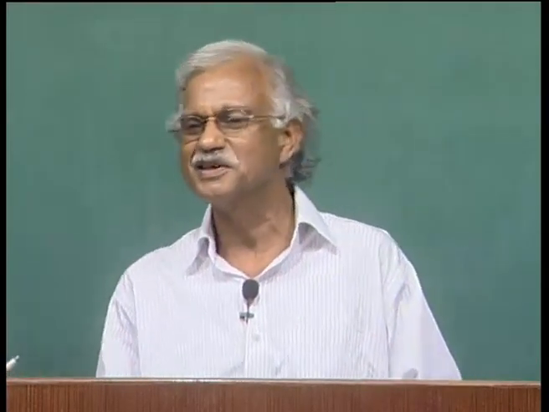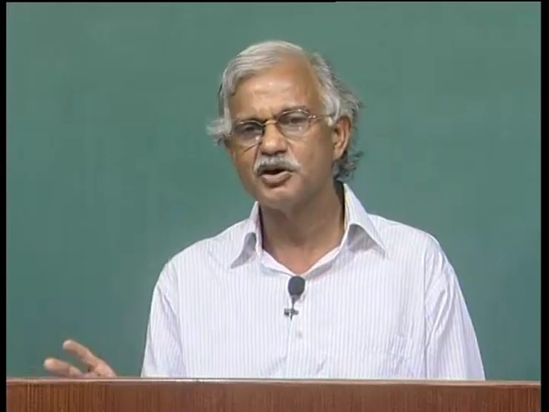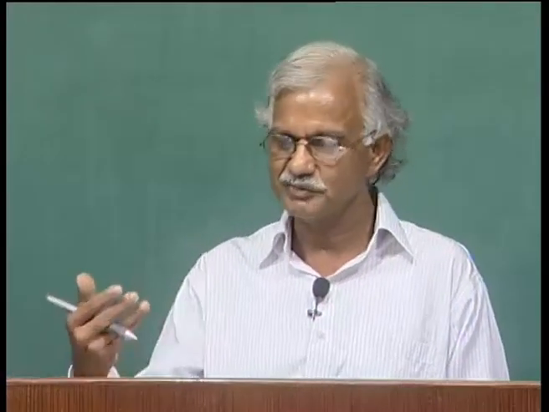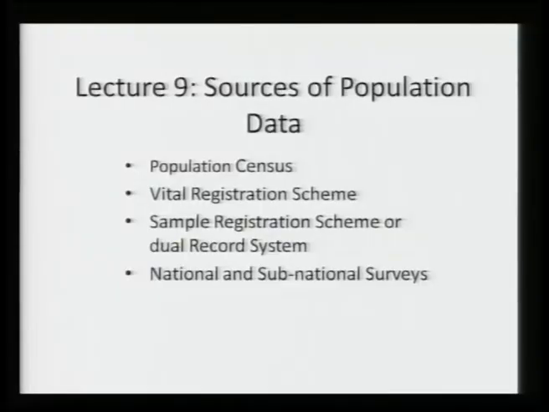Today in this lecture, I will focus on what are various sources of data on population trends. Now, every time I talk about population issues, I refer to population census. Census is one of the most important sources of population data. Other sources are vital registration scheme, sample registration scheme or dual record system. Actually, it is called dual record system, but in our country, for some reason, I will explain what that reason is, it is called sample registration scheme. And then there are national and sub-national surveys.